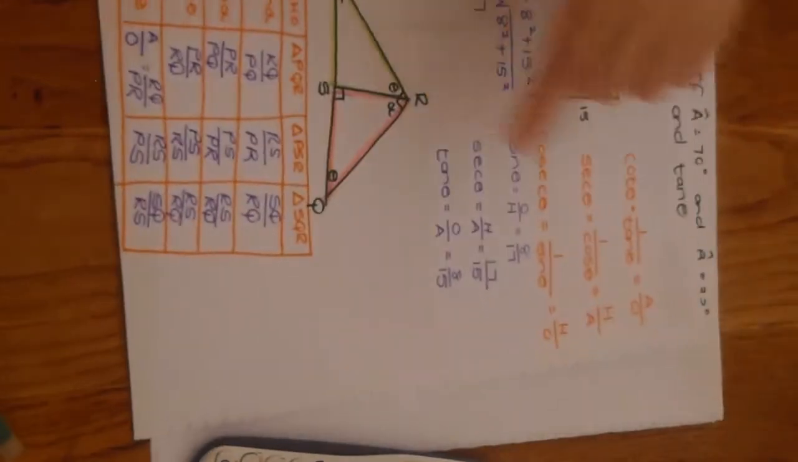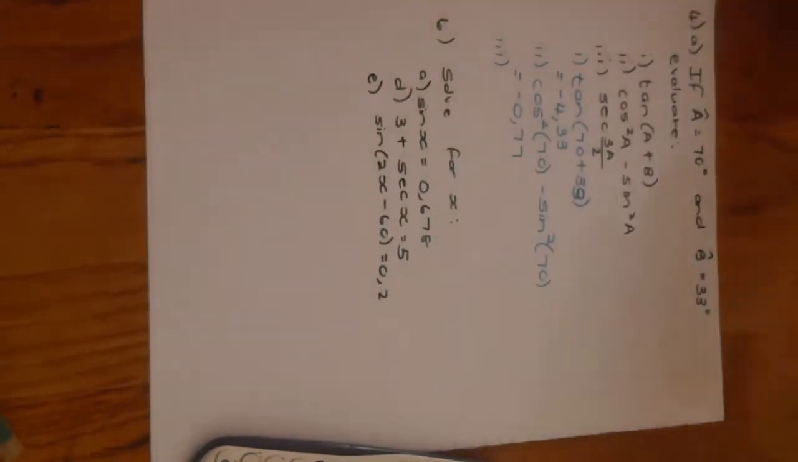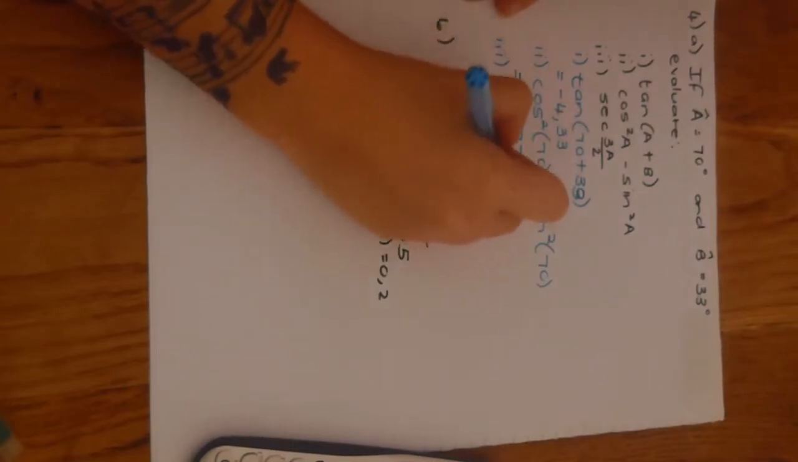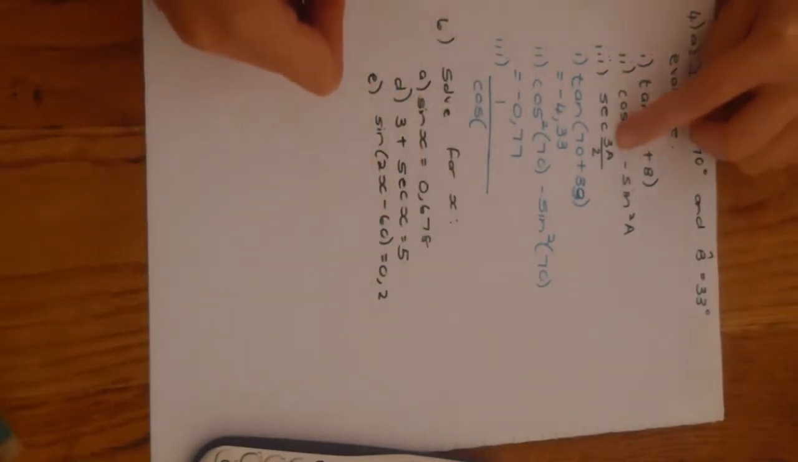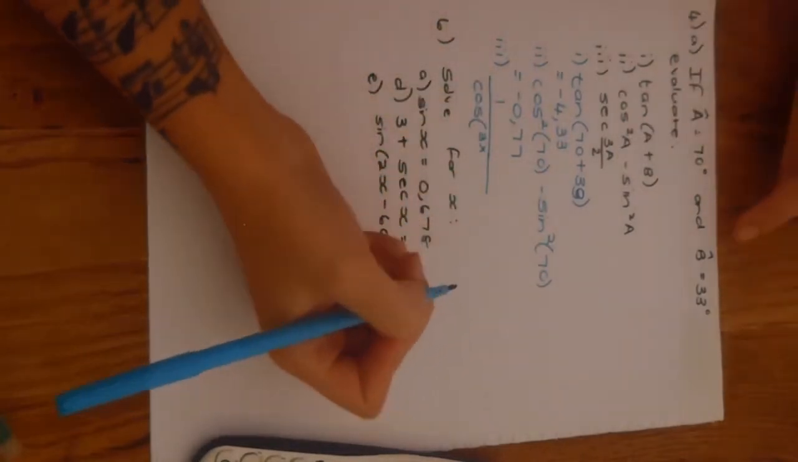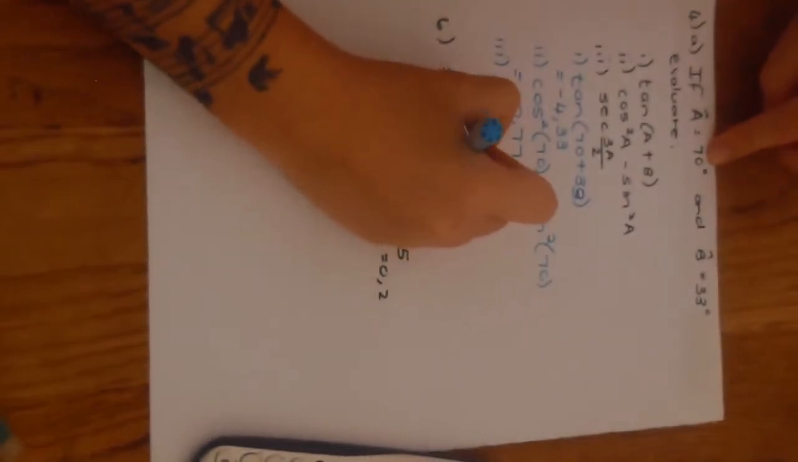Let's check it. It's 1 over cos. Okay, so that's all you're going to do. You're going to write 1 over cos of what they are asking. What are they asking? 3a over 2.